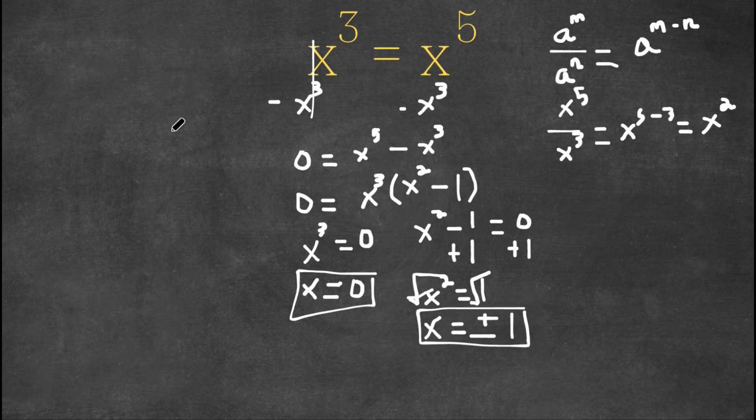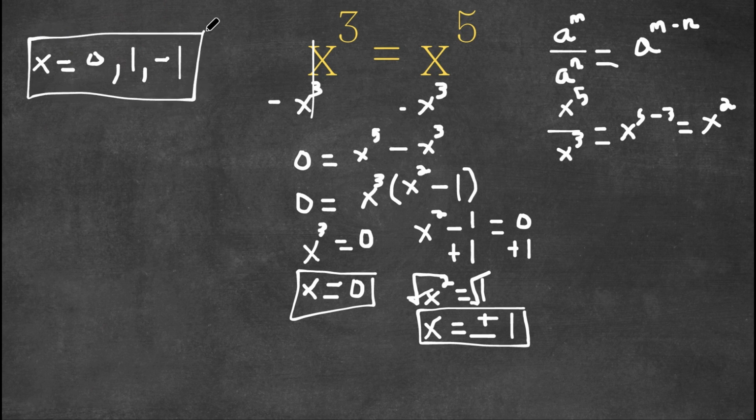So now our three solutions are x equals 0, 1, and negative 1. So these three are our solutions.